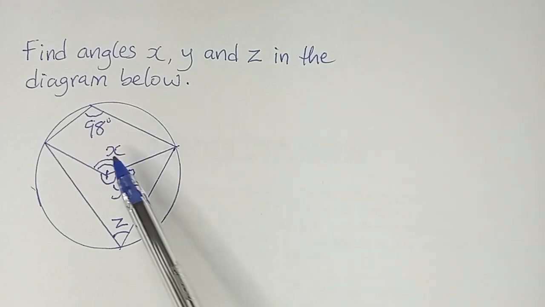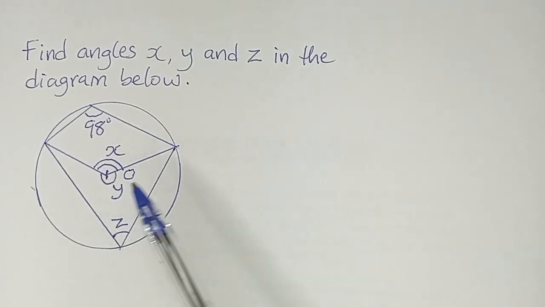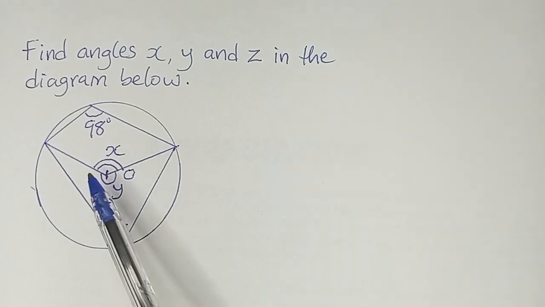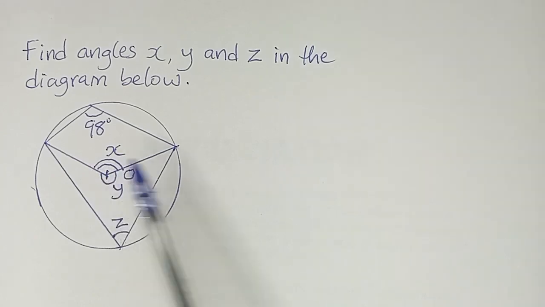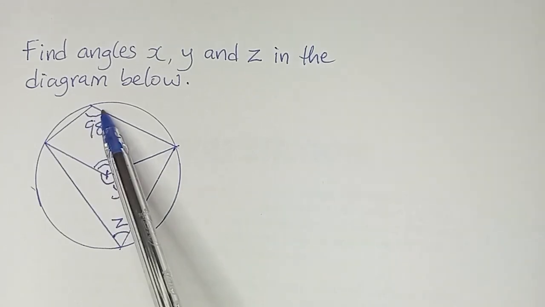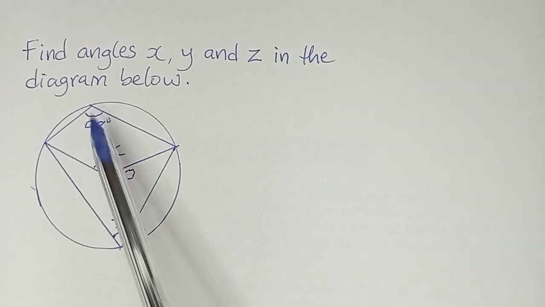Now, the question here says we find x, y, and z. Now, for us to find the value of y, I think it is first easy for us to find the value of y, because this 98 is simply angle at circumference.